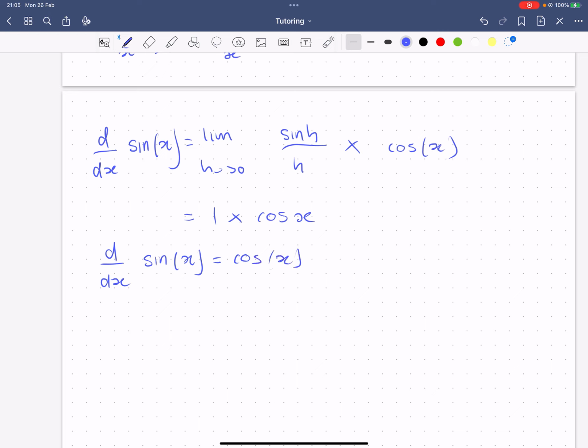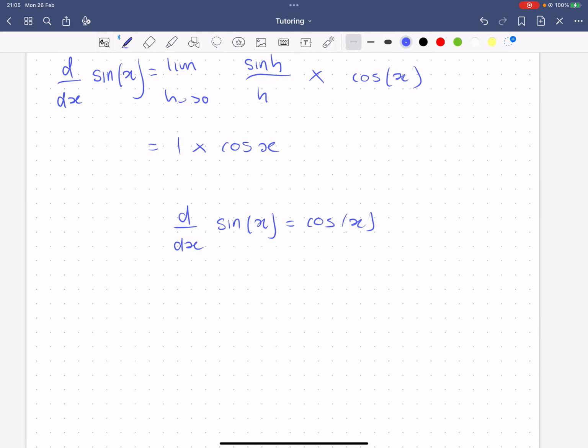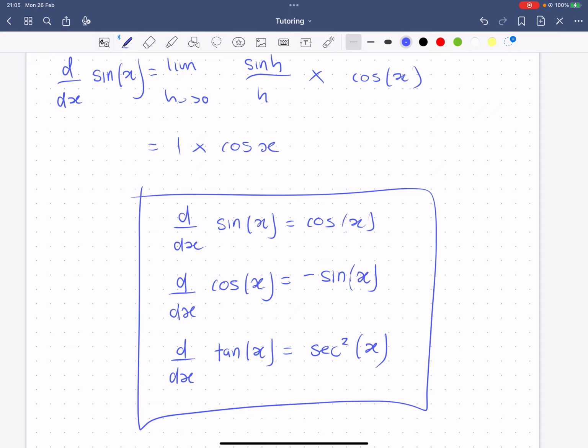Now we can do a very similar proof to prove these following qualities. The differentiation of sine of x is cos of x. The differentiation of cos of x is minus sine of x. I'm not going to prove that, but you can prove it the same way. And the differentiation of tan of x is sec squared of x. Now that's something I hope that you'll prove in advanced. You just need to use the quotient rule of sine of x on cos of x and differentiate them both separately. These are our basic trigonometric differentials.